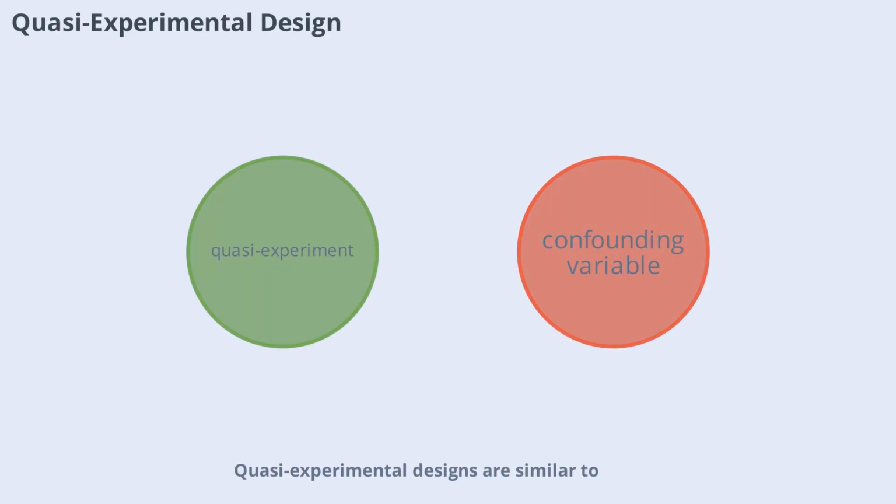Quasi-experimental designs are similar to true experiments but lack random assignment. Researchers still manipulate variables, but participants are not randomly placed into groups. This method is often used when random assignment is impractical or unethical. While quasi-experiments can provide valuable insights, they are more susceptible to bias and confounding variables.